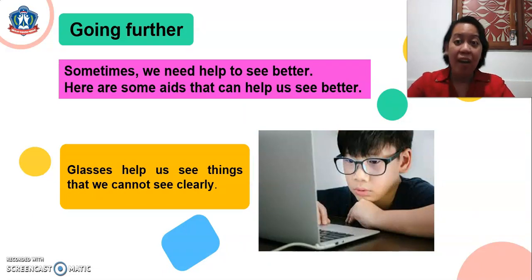Going further, sometimes we need help to see better. There are some aids that can help us see better. Glasses help us see things that we cannot see clearly. Look at the picture here of a boy. He's using his glasses while doing his home learning.